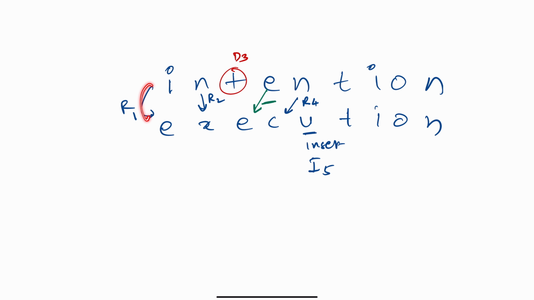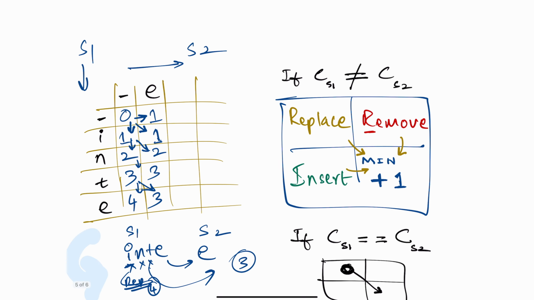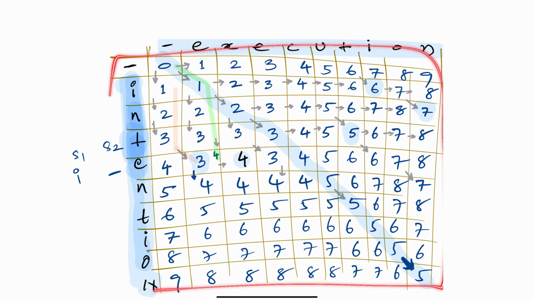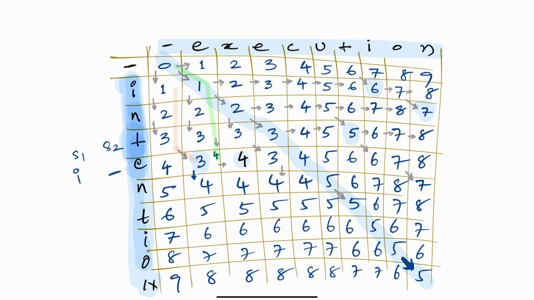What all those operations? Replace, delete this one, keep as it is, replace, and then insert operation. This as it is, as it is, as it is. So we required a total of 5 operations, which we mimic in the DP table. So this is the best way we can follow to convert intention into execution.